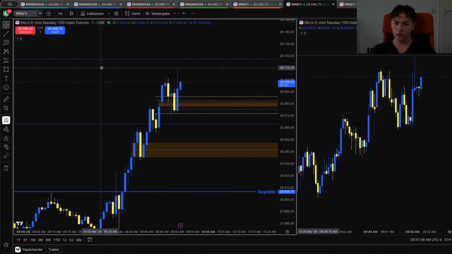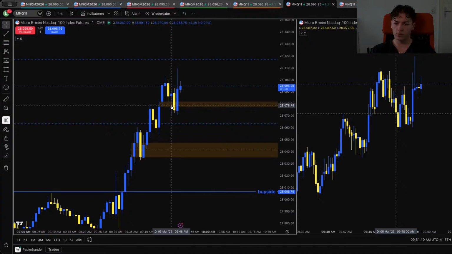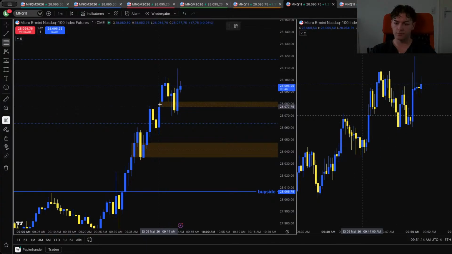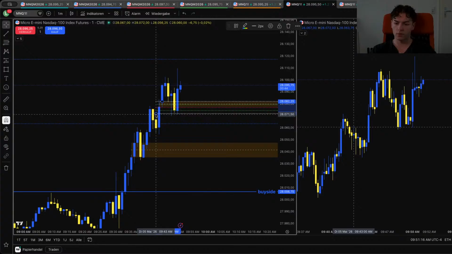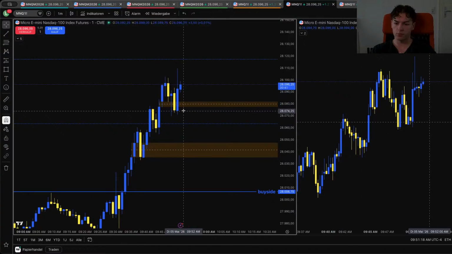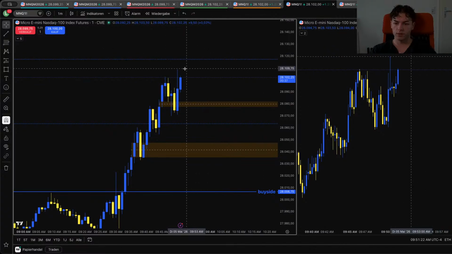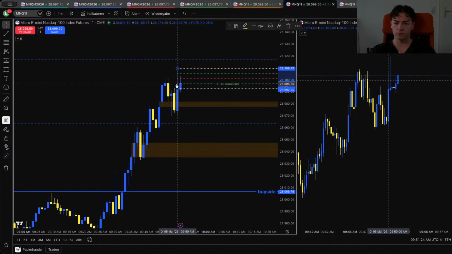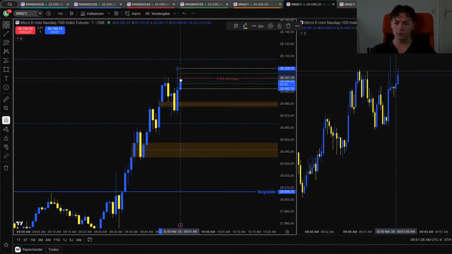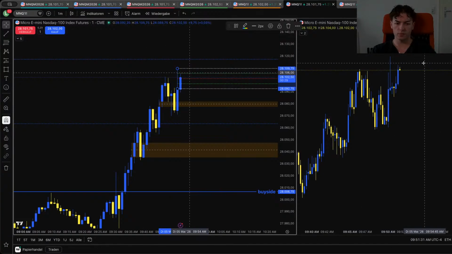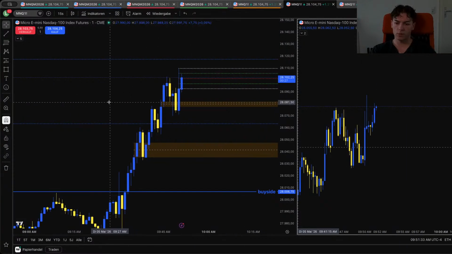Not too bullish right now. We closed below this volume imbalance. Yeah, we respected this fair value gap and this order block. So if we can close above this wick and we see a retracement on a 15-second chart, that would be an entry.